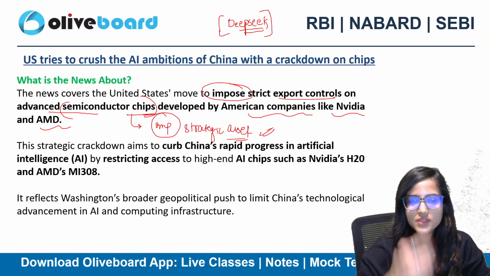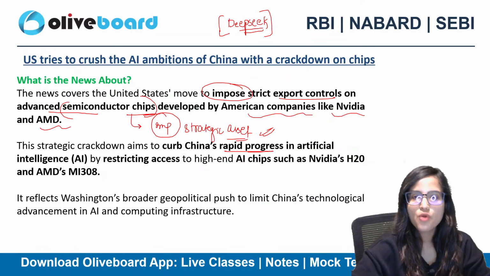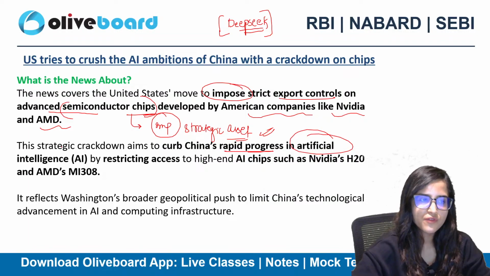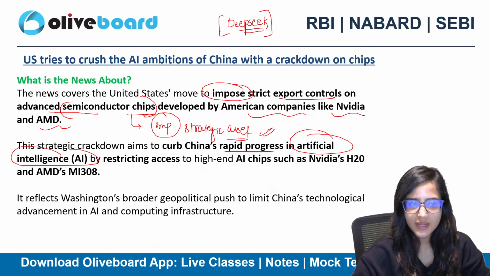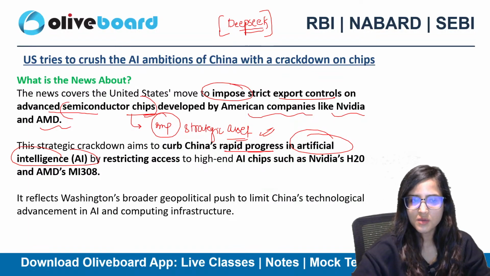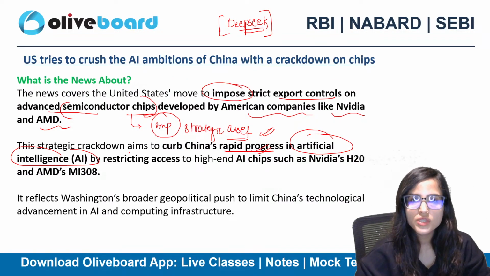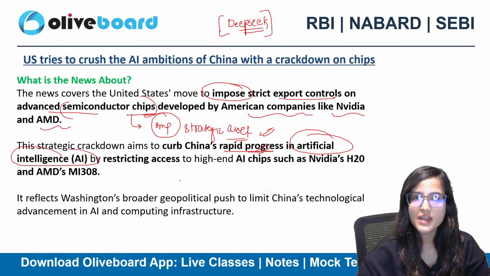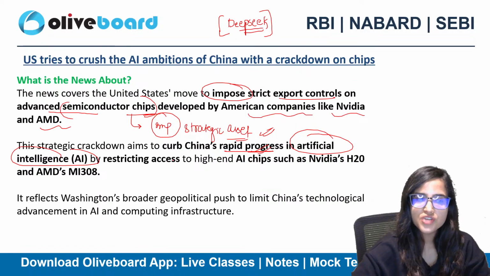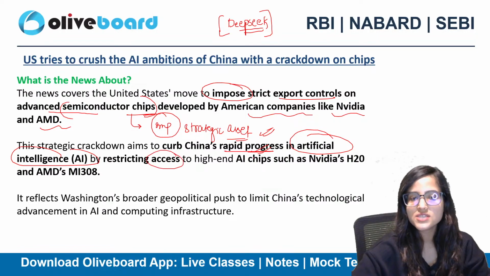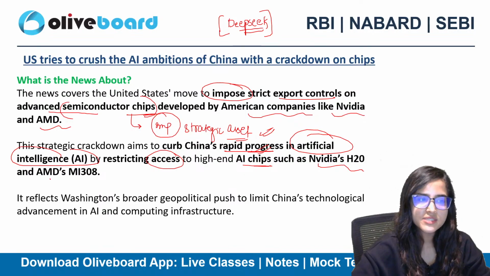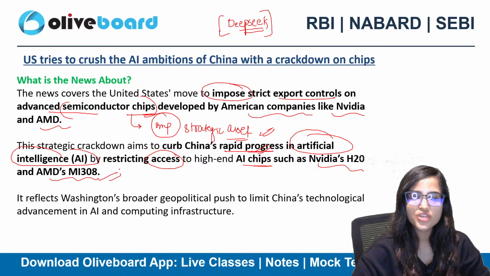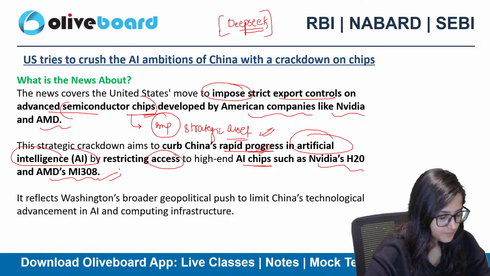So what is the aim of this thing? To curb China's rapid progress in artificial intelligence. We've already seen the rise of DeepSeek, right? So because of this rapid progress in artificial intelligence, the US is trying to control this, and how is it trying to control it? By restricting access to these AI chips, like Nvidia's H20 and AMD's MI308. We are going to restrict these chips. Okay?